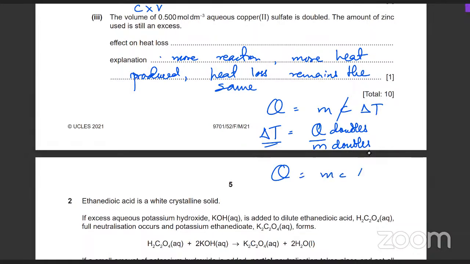For example, if I double the energy change and the volume of the solution is halved, what would be the rise in temperature? You should be able to analyze what's happening. If you double the mass and the temperature remains the same, the energy is going to be doubled. You should be able to analyze the relationship between all these three values.